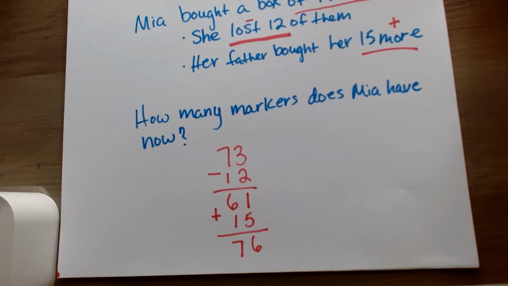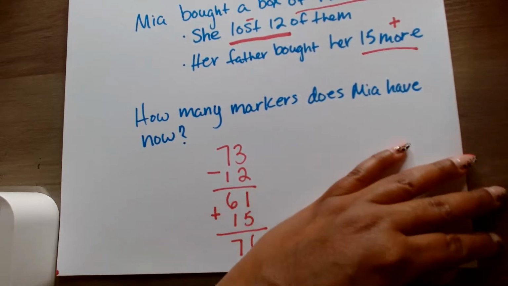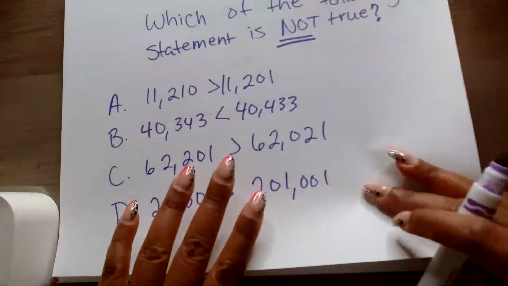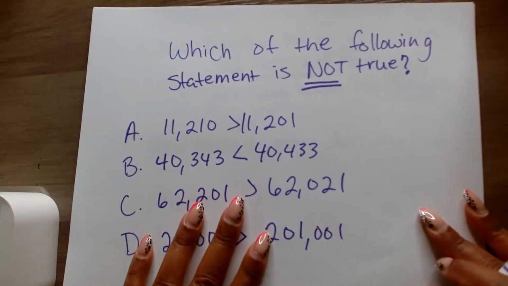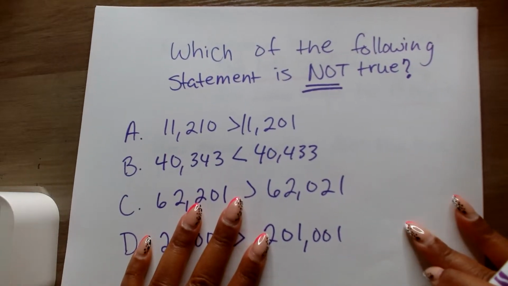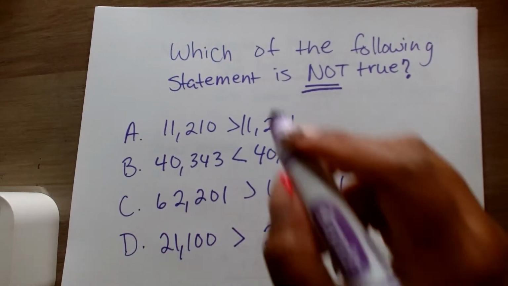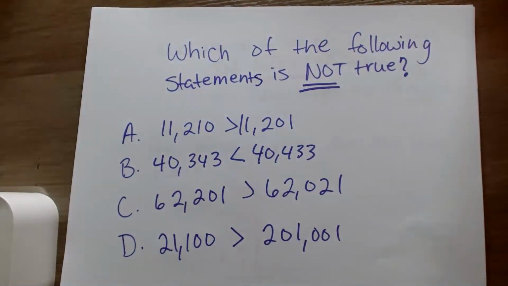And so we are going to use our place value to compare some numbers to see which statement is not true. Alrighty, so I'll just slide it on top here. Which of the following statements is not true? So we are comparing.